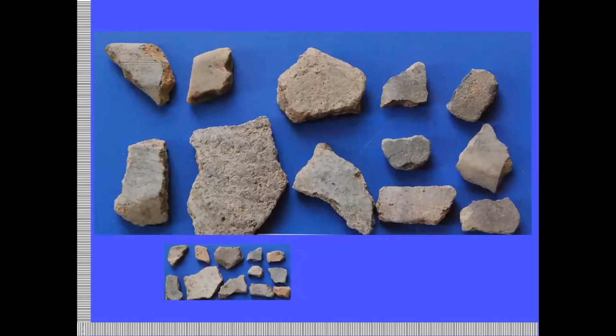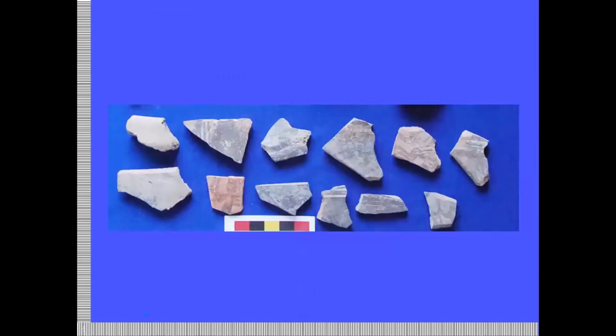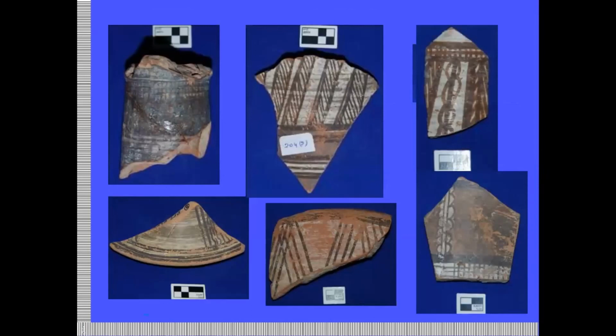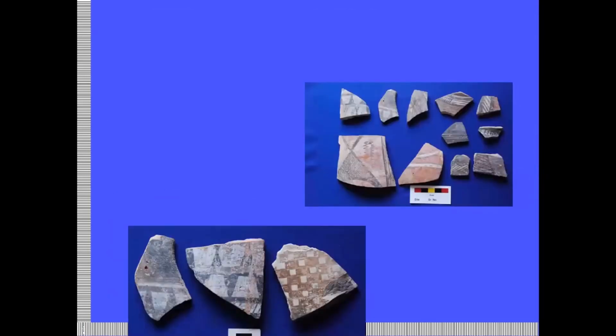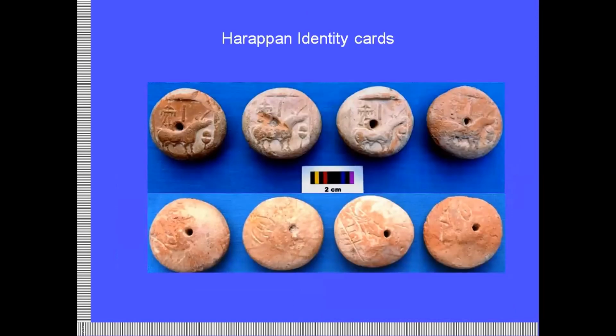I'll just show you some slides of what was available in the pre-defense phase. This is the material which we discovered from pre-defense levels at Kanmer. This is unslipped redware and some grayware from the site, and a kind of bichrome material which has come from the lower level, more bichrome from the lower level. All this is pre-defense material. Then this, I'm sure Hasmukhji has already discussed. I don't want to go into detail.